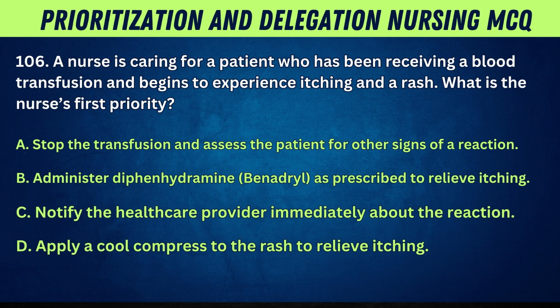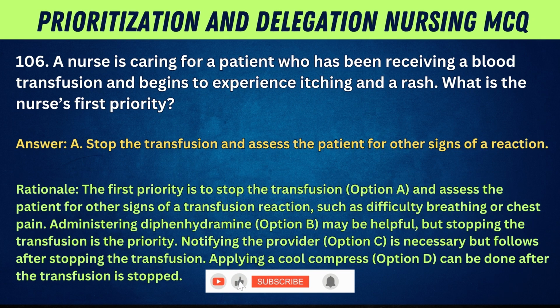106. A nurse is caring for a patient who has been receiving a blood transfusion and begins to experience itching and a rash. What is the nurse's first priority? A. Stop the transfusion and assess the patient for other signs of a reaction. B. Administer diphenhydramine, Benadryl, as prescribed to relieve itching. C. Notify the healthcare provider immediately about the reaction. D. Apply a cool compress to the rash to relieve itching. Answer. A. Stop the transfusion and assess the patient for other signs of a reaction.